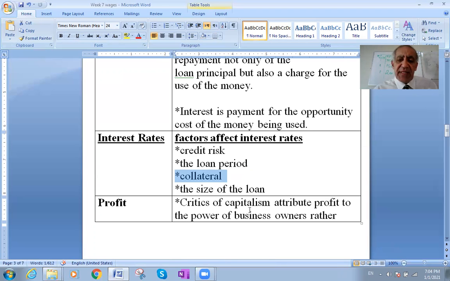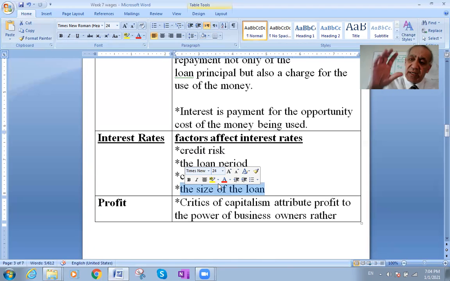Okay. The size of the loan. Also, the interest rate depends on the size of the loan. The larger, the higher the rate of interest. The smaller the amount of money, or a few dollars, the more the interest rate will go down.